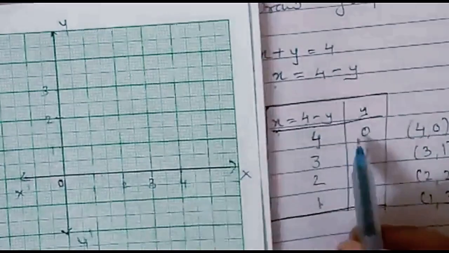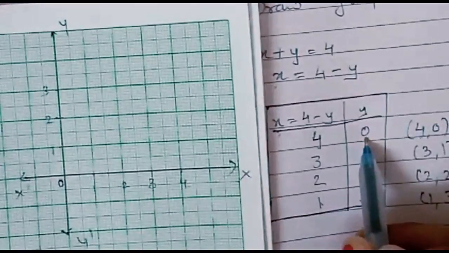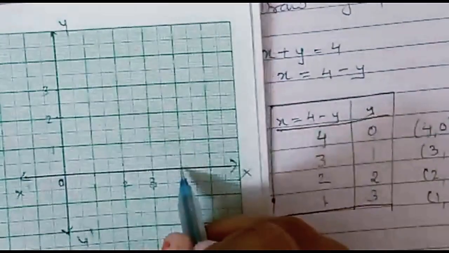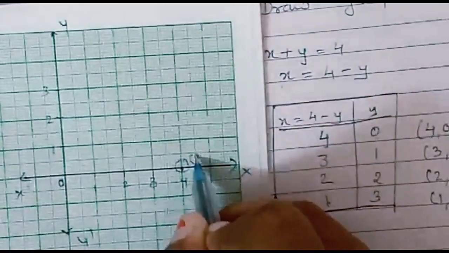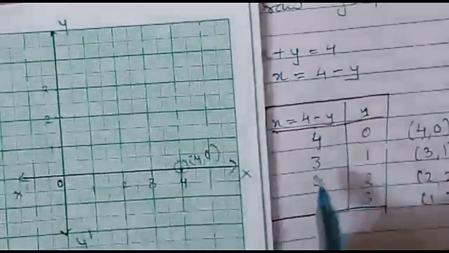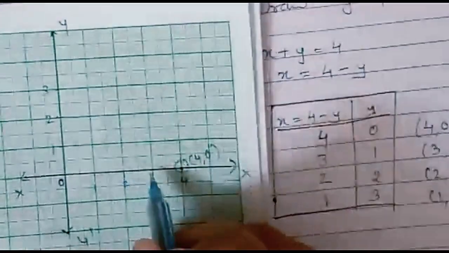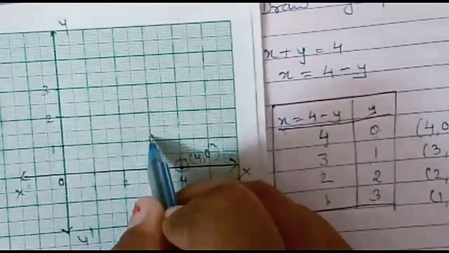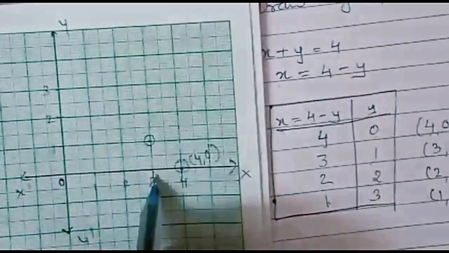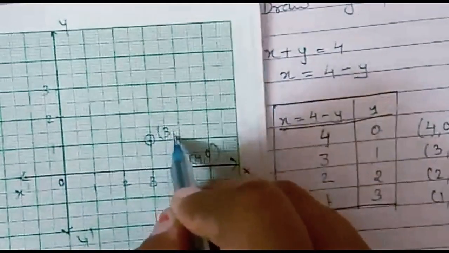I had already explained you, when the y coordinate is 0, the point will be on x-axis. So this is our first point, 4, 0. Second one is 3 and 1. 3 for x-axis and 1 for y-axis. So this will be the point, right? So this is 3, 1.